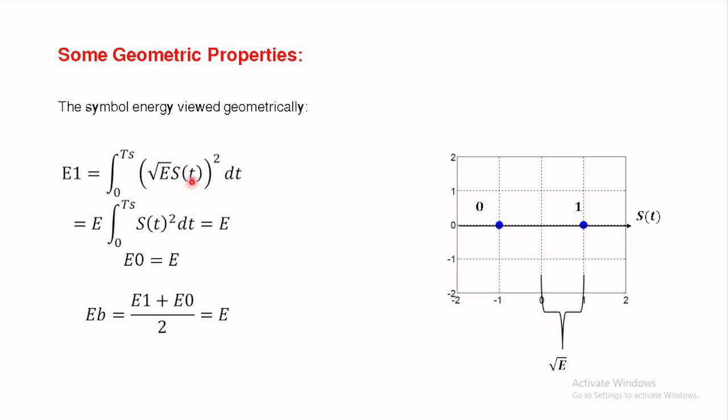And it's proved here. There is another important value, which is the average energy per symbol and average energy per bit. Because we have only 1 bit per symbol here, we will see later that we can have 2 bits per symbol, but here we have just 1 bit per symbol. So the average energy per bit is equal to the average energy per symbol, and is defined as follows: the energy of the bit 1 plus the energy of bit 0, divided by 2, which is also equal to the energy.